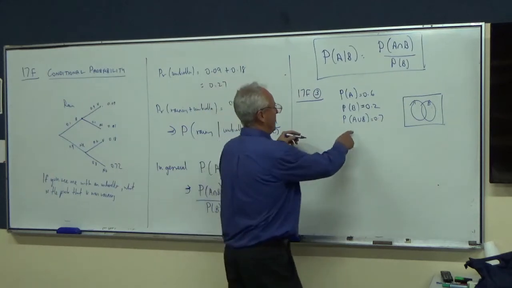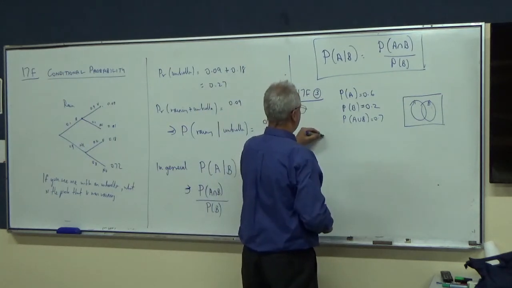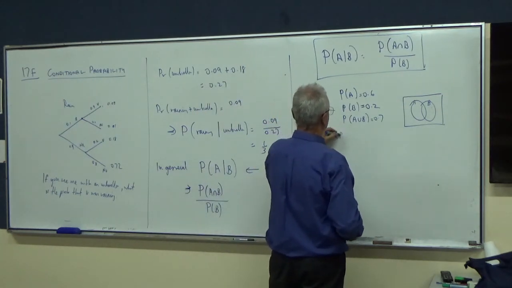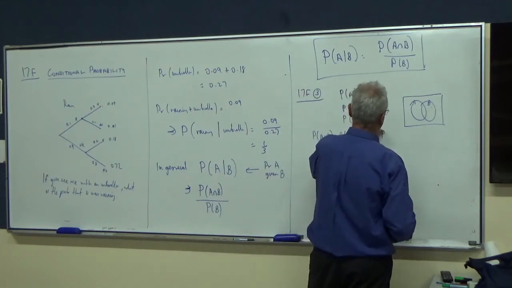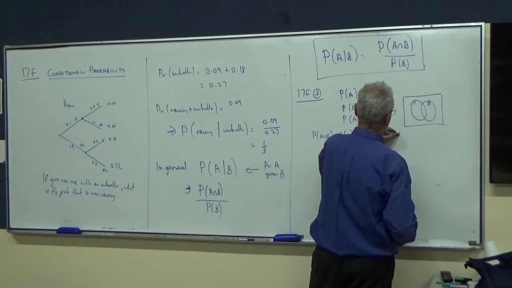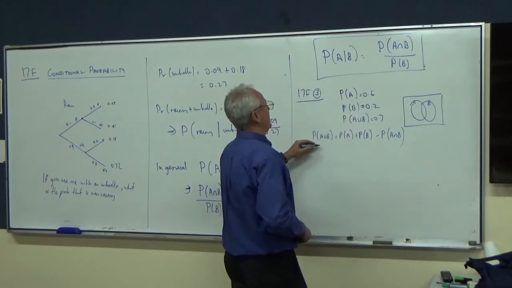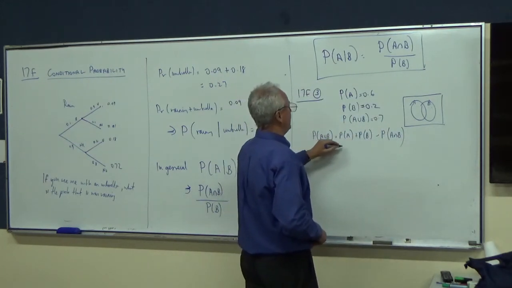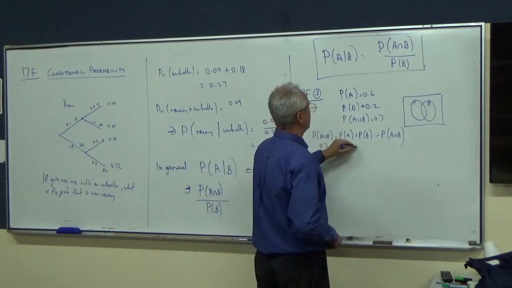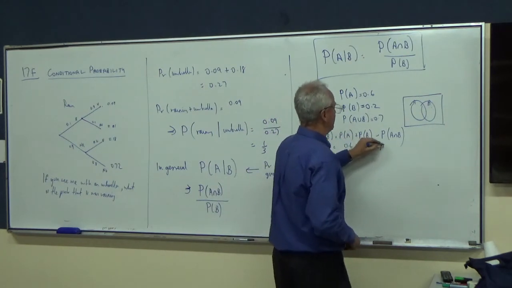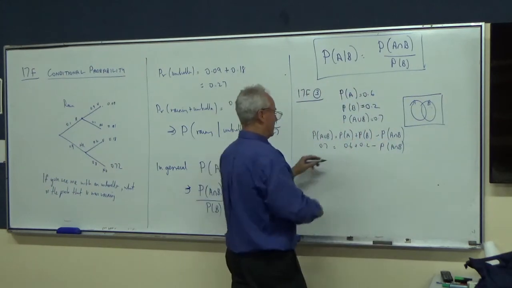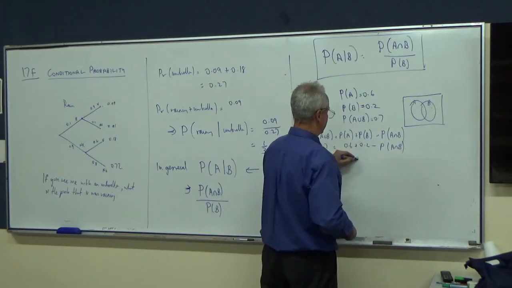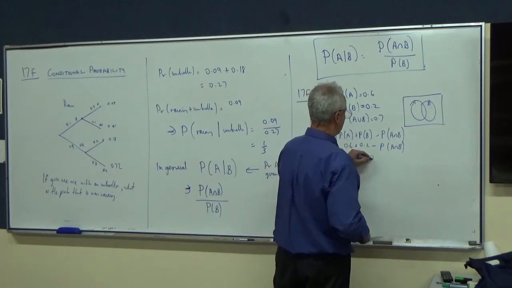So I know that the probability of A union B is the probability of A plus the probability of B minus the probability of the intersection. 0.7 equals 0.6 plus 0.2 minus the probability of the intersection. I could rearrange that, I'll just work out that therefore the probability of A intersection B equals 0.1.